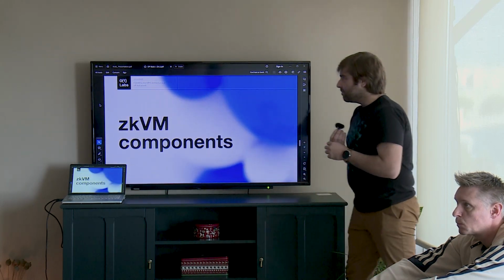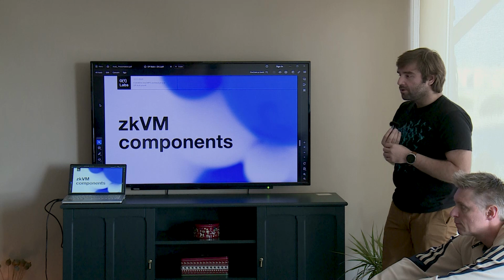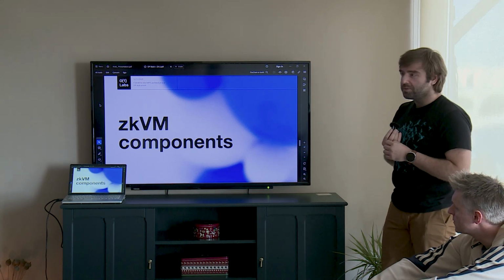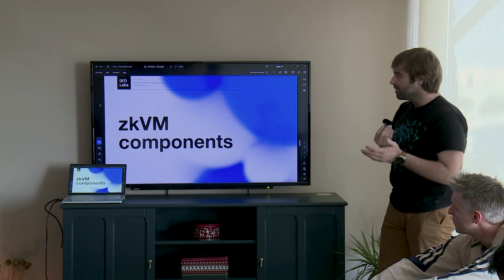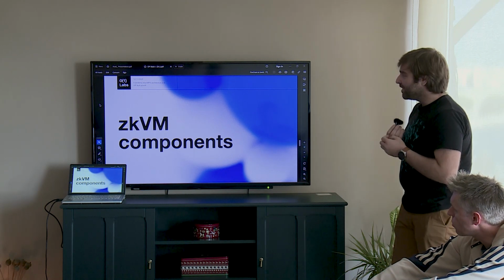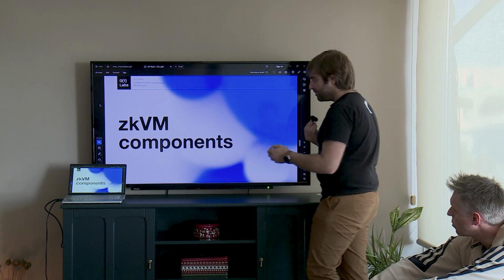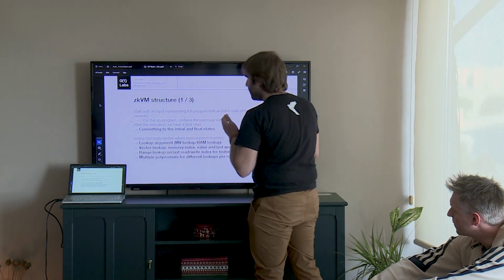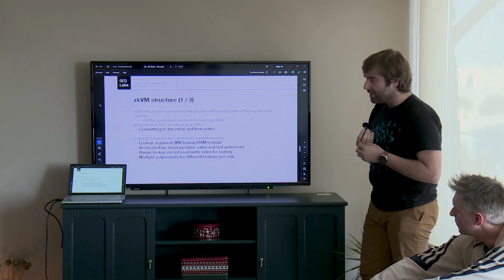So I'm going to describe the cryptographic choices that we made. It's more specifically for cryptographers, I hope that it's okay. So, the structure of the zkVM.